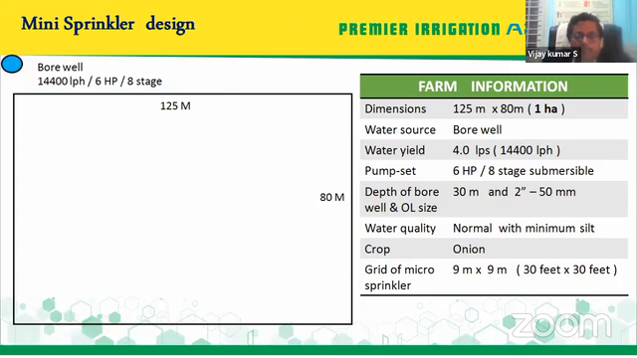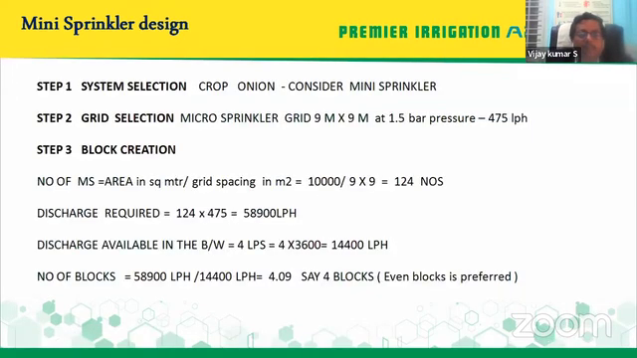The water quality is normal with minimum silt, and the crop that I want to irrigate, both for germination as well as growth, is onion. The grid of the mini sprinkler that I have considered is 9 meter by 9 meter. So here again the steps remain the same. What is the first step? Let me decide that I am going to have a mini sprinkler for this particular crop, and then I will have to decide the grid. The grid that I am going to decide is 9 meter by 9 meter at 1.5 bar pressure.